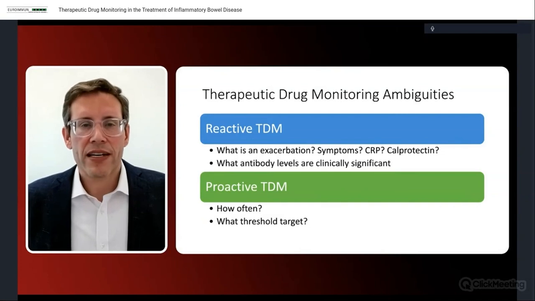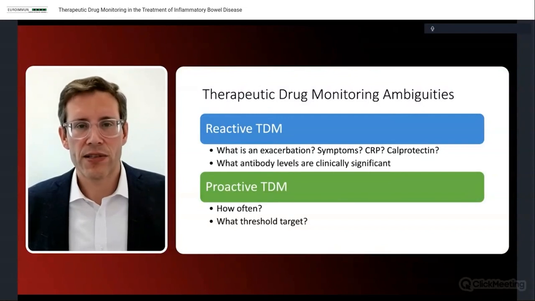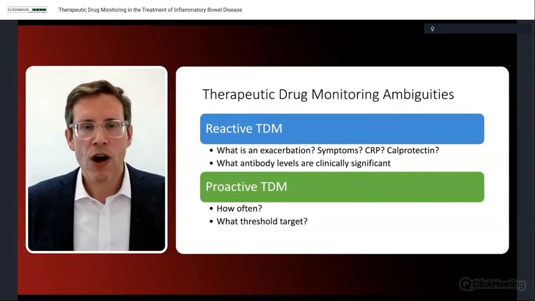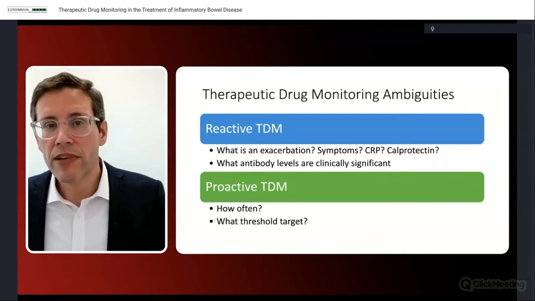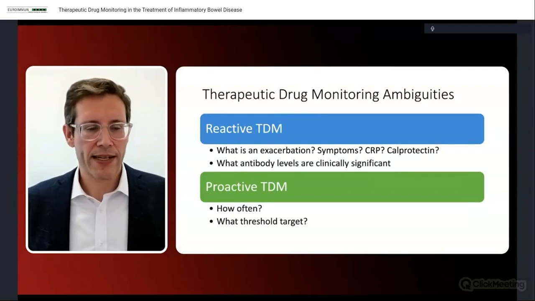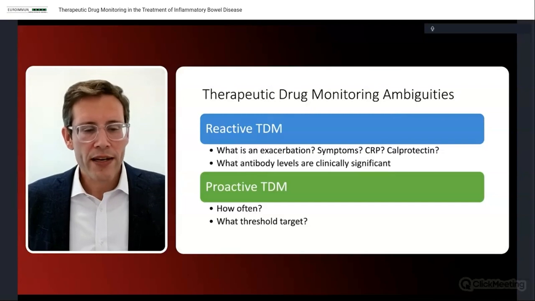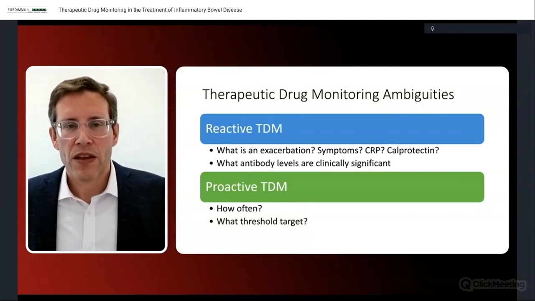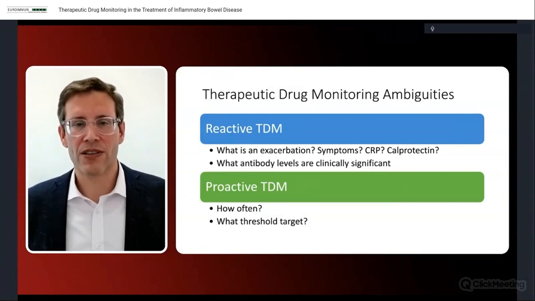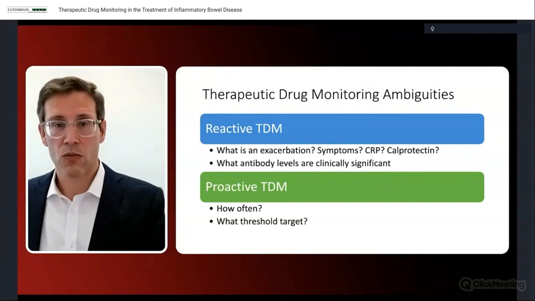And what antibody levels are clinically significant? And this is a tough question due to variation in the assays used and the units that are used to measure anti-drug antibody levels. For proactive therapeutic drug monitoring, how often do we do it? Just after induction, with every dose, once a year? And you'll see there's great variability in what's been studied. And then what is our threshold target? Of the dozens of studies, there's an equal number of target thresholds proposed and certainly ranges. And we'll talk a little more about these targets and how we approach them.